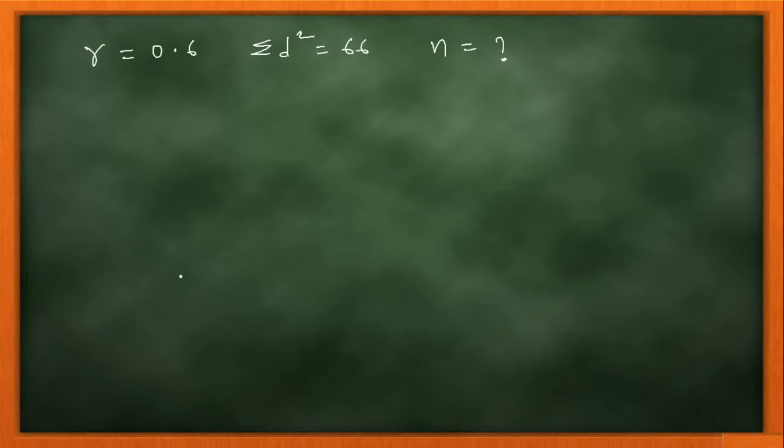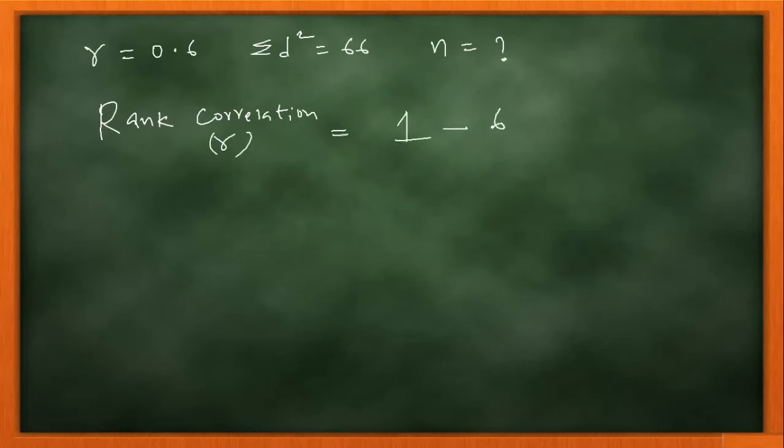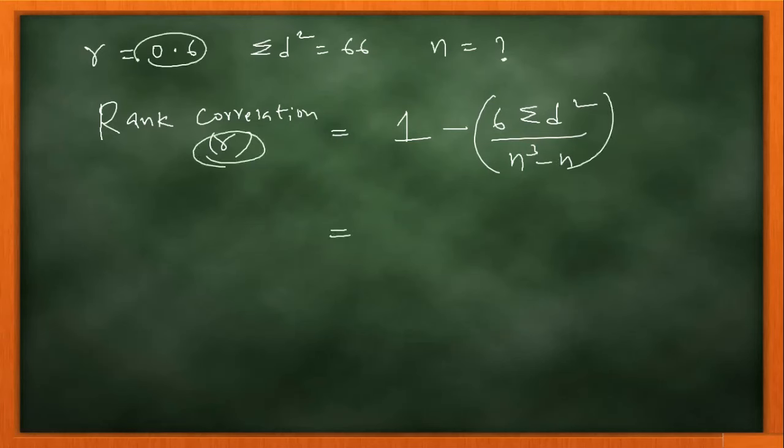Out of three things, we know R and summation d square; we don't know n, the number of students. So what is the rank correlation coefficient formula? The formula for rank correlation is R equals 1 minus 6 times summation d square divided by n cubed minus n. This is our formula. And we know the rank correlation given in the problem, 0.6.